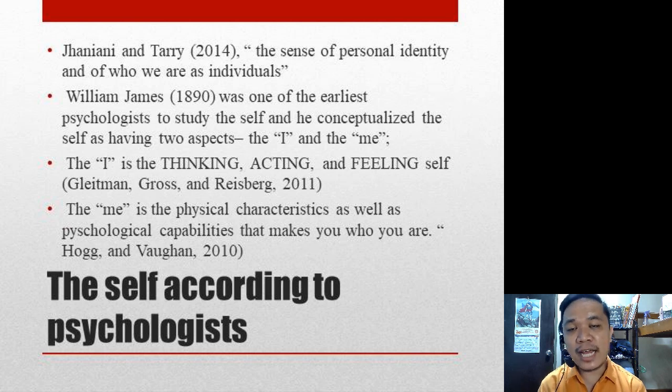On the other hand, William James, 1890, one of the earliest psychologists, studied the self, and he conceptualized the self as having two aspects, the I and the me.